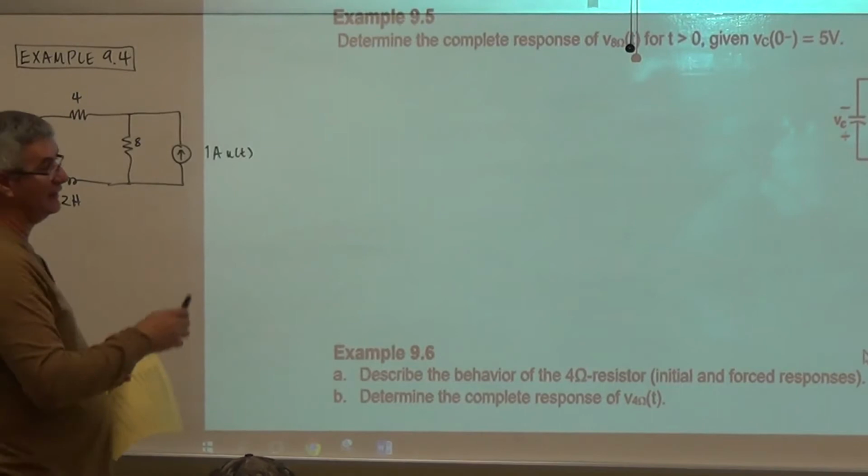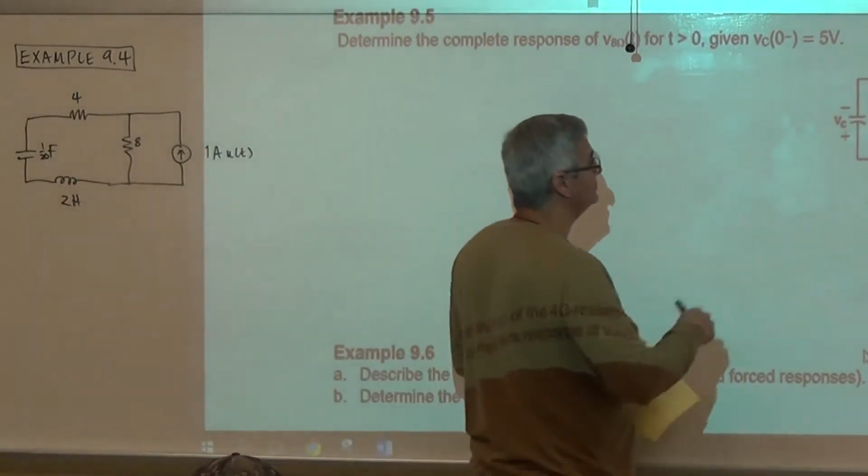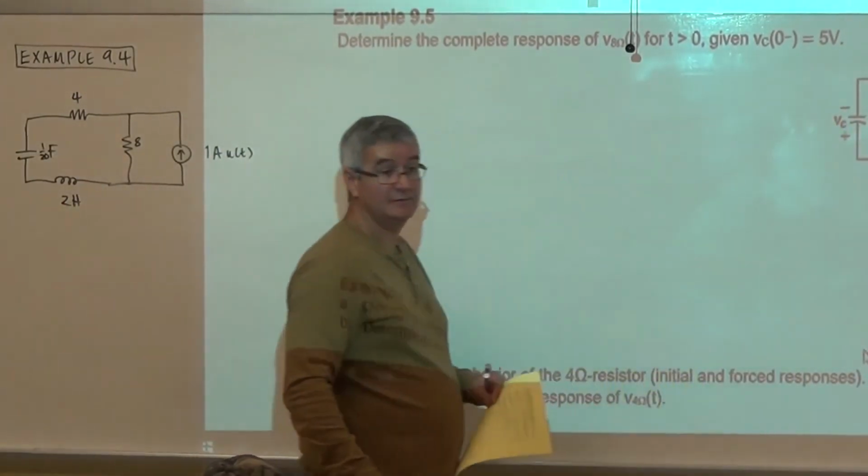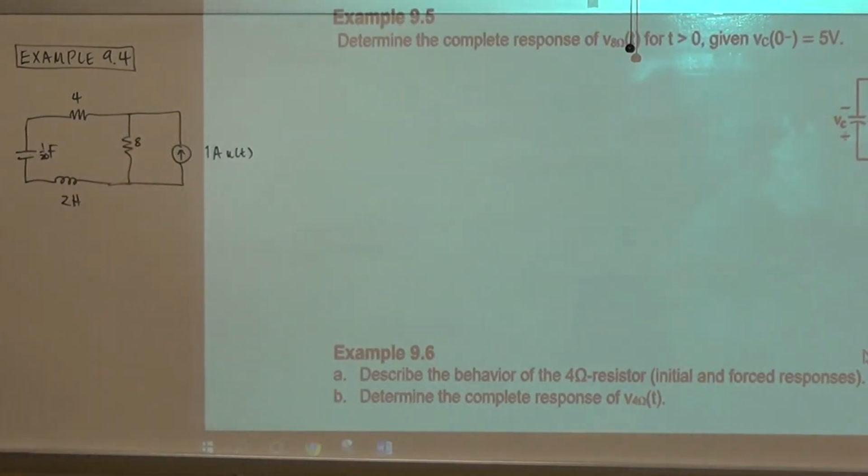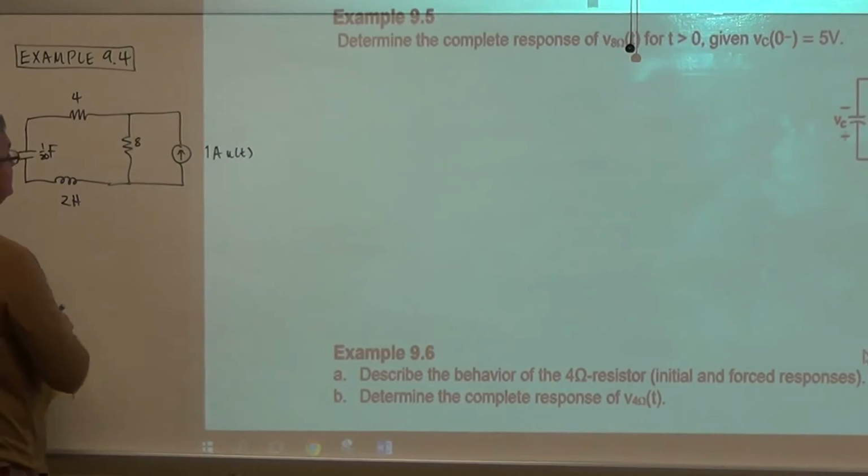Look at the polarity of that cap. That polarity of the cap is what it is initially. Clearly the current source is going to force it in the opposite direction. Probably the better way to write this is to say the following. What we're interested in here is we want to find this voltage right here.